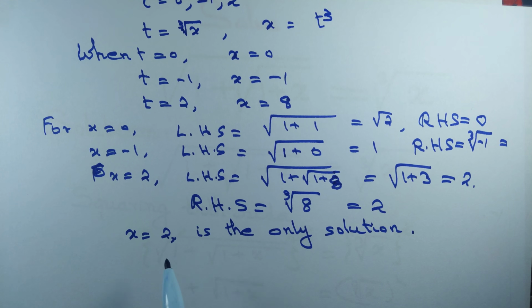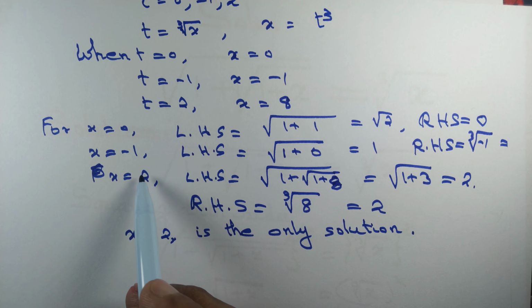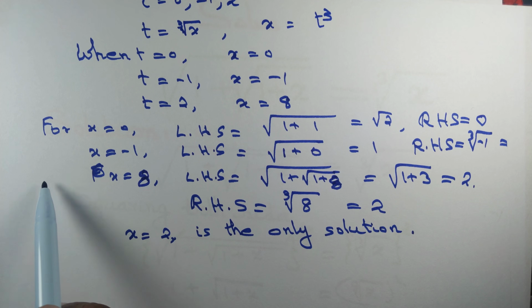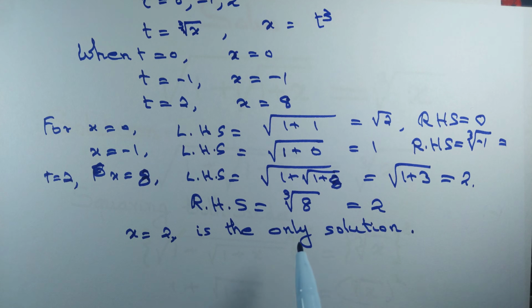Sorry, t equal to 2, x equal to 8. That is, corresponding to t equal to 2, x equal to 8. So x equal to 8 is the only solution of the given equation.